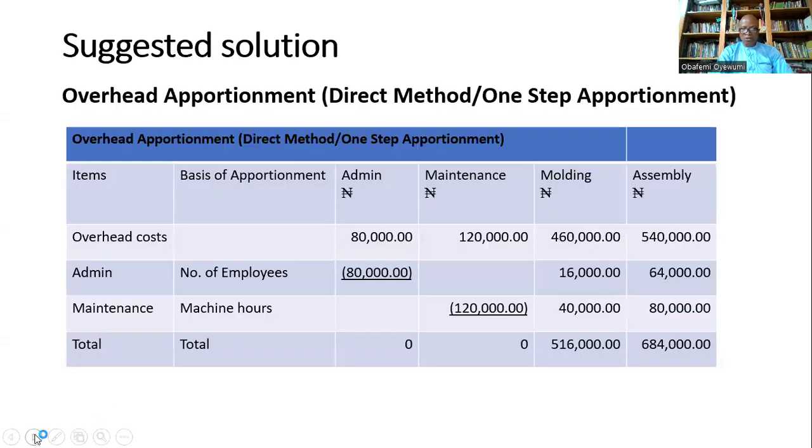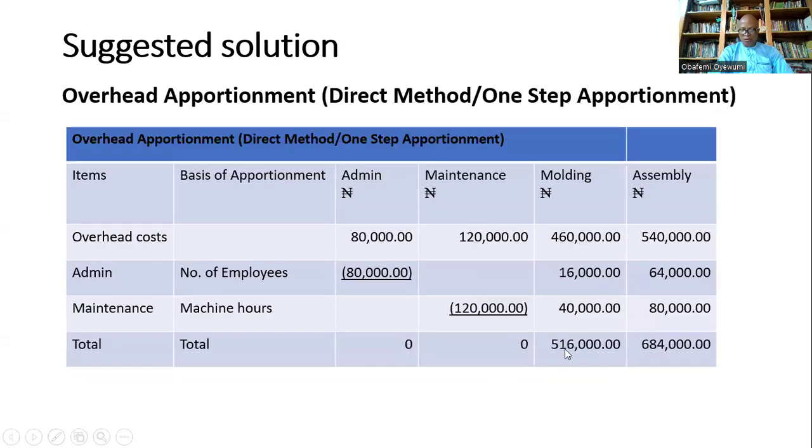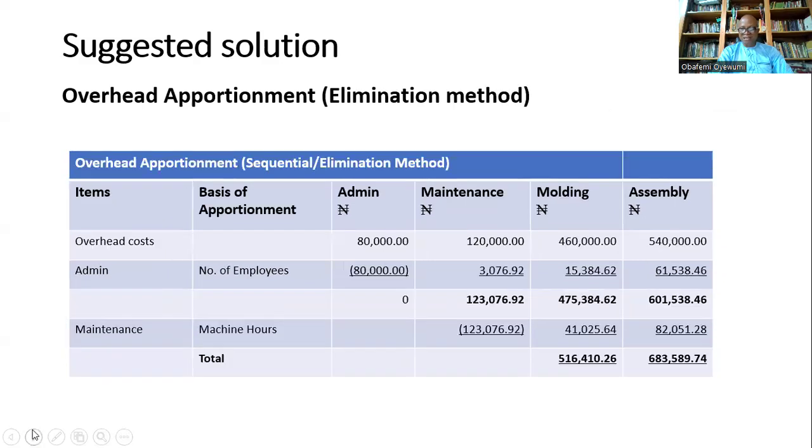So let's go to the next one. Okay, we're done with this as well. So at the end, you have 516,410 and 683,589. You can see that the figures are very close. It's not as if you want to rate one higher than the other, but in this case a higher volume has been apportioned to molding, and at the same time the other one has been reduced a little.